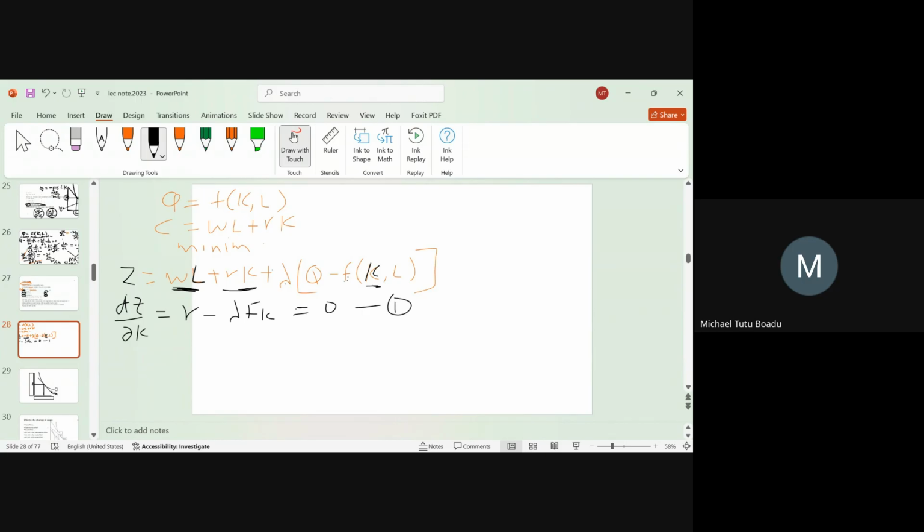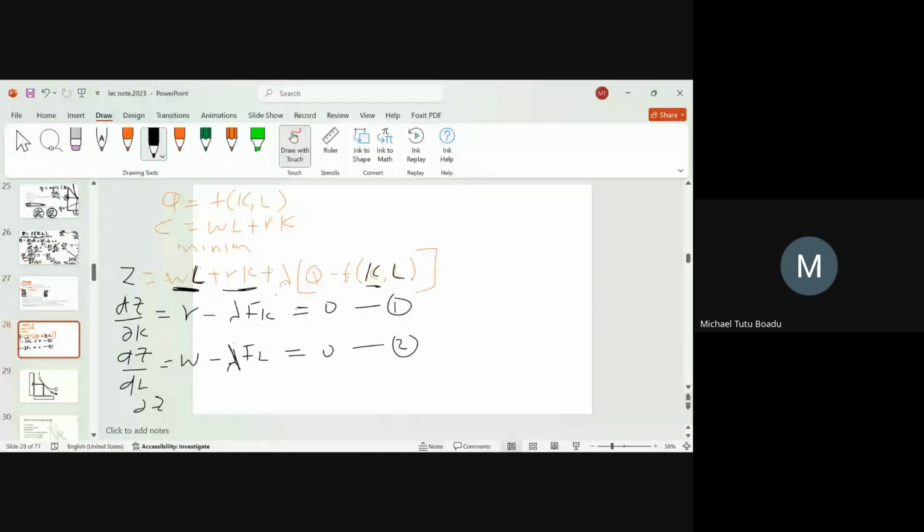Equation 1. Also differentiate with respect to labor. Now focus on L. If I differentiate L, I'll get W. There's also L here. I'll get minus FL times lambda, which will be lambda FL, is equal to 0. Then the last one, this is equation 2.